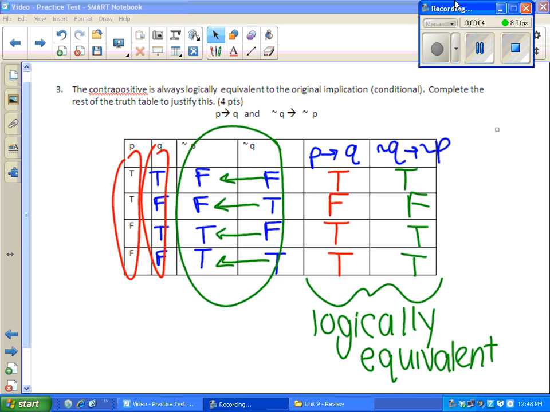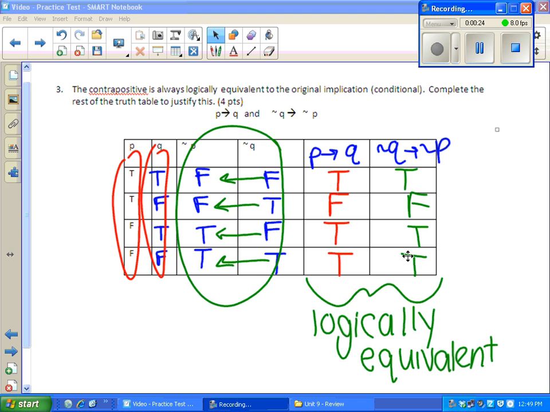So back to the truth table question for number 3. They wanted me to show that the contrapositive is always logically equivalent to the original. So I simply in column 2 filled in true, false, just to fill in the possible arrangements of truth values. I negated P all the way down, negated Q all the way down. I filled in P implies Q and not Q implies not P.